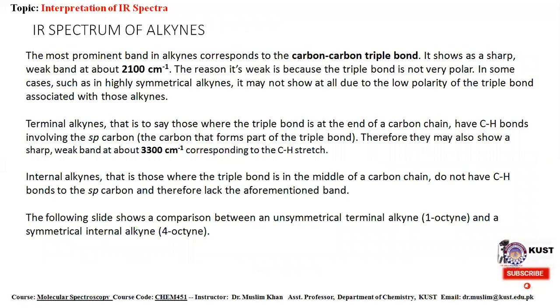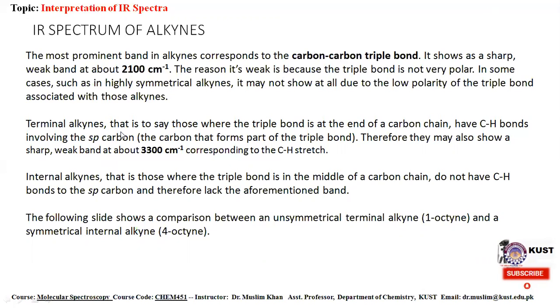The most prominent band in an alkyne corresponds to the carbon-carbon triple bond. It shows a sharp, weak band at about 2100 cm⁻¹. Why is it weak? Because the triple bond is not very polar. In some cases, such as highly symmetrical alkynes, it may not be observable at all, due to the low polarity of the triple bond.